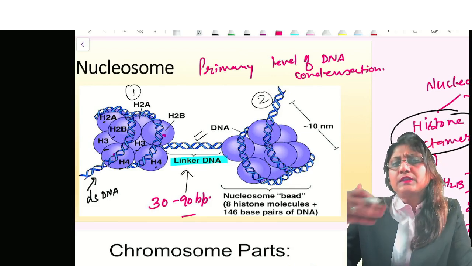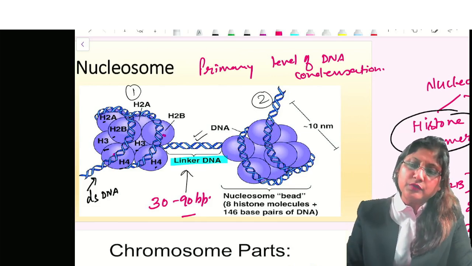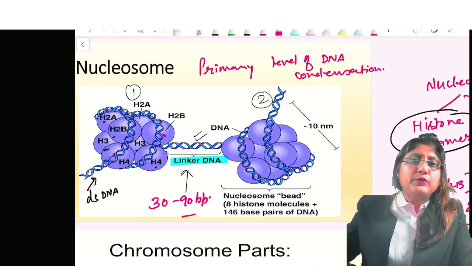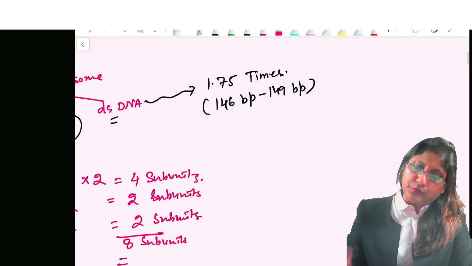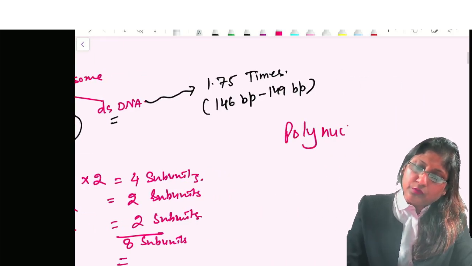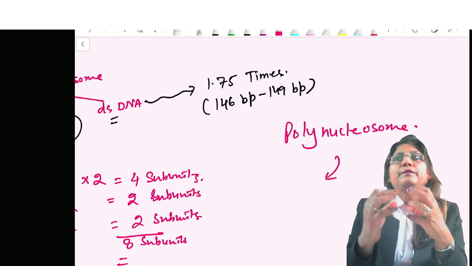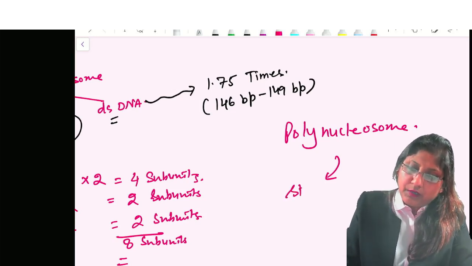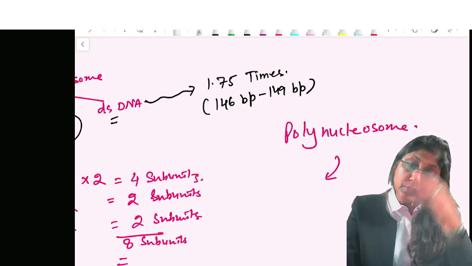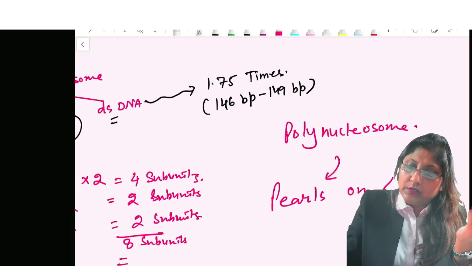So this is primary level of condensation of the double-stranded DNA, and this structure is called polynucleosome. When you have multiple nucleosomes connected through linker DNAs, right, you call it as polynucleosome. And the structure of polynucleosome is very beautiful. It looks like pearls on string appearance.